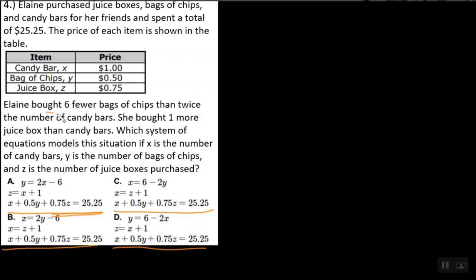It says Elaine bought 6 fewer bags of chips. And ask yourself, what does 6 fewer bags mean to you? Well, it means minus 6. Then twice the number of candy bars. Well, remember, you always put the multiplier with the second thing. So here we have candy bars, and candy bars is labeled as x. So they really have this written out as negative 6 plus 2x.